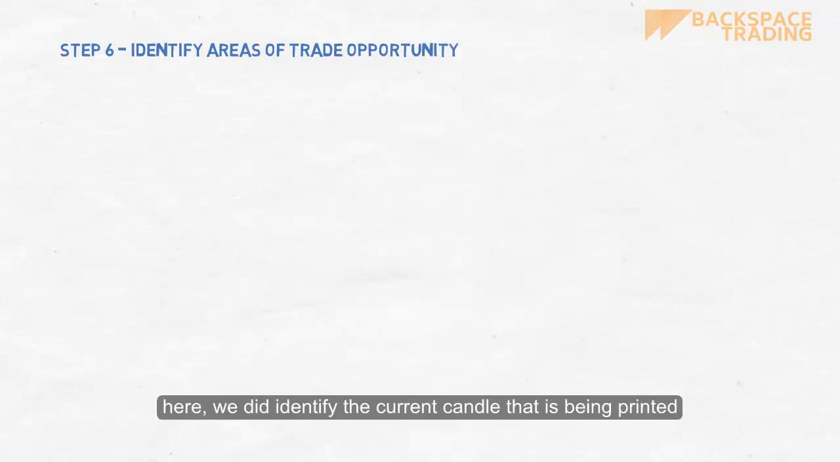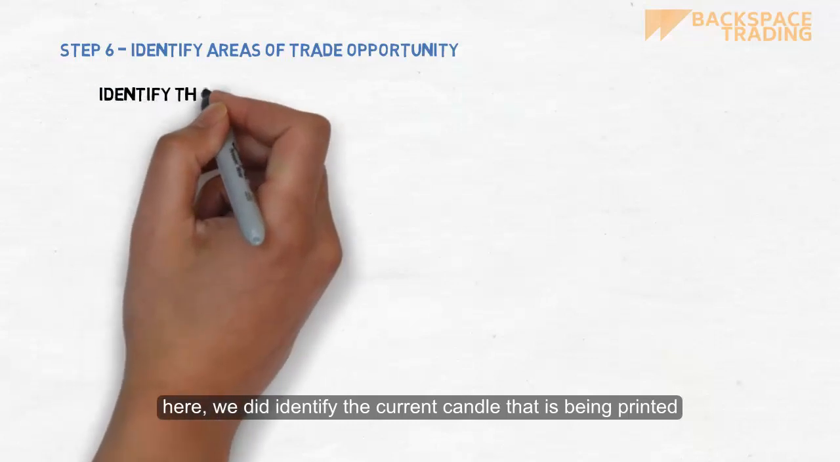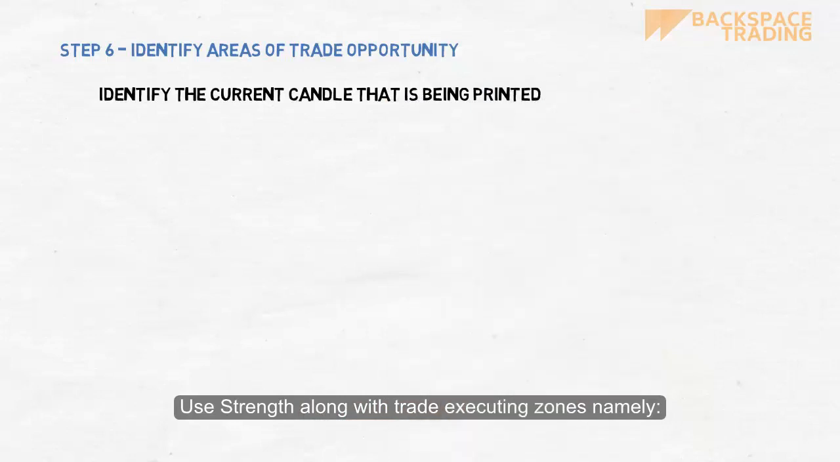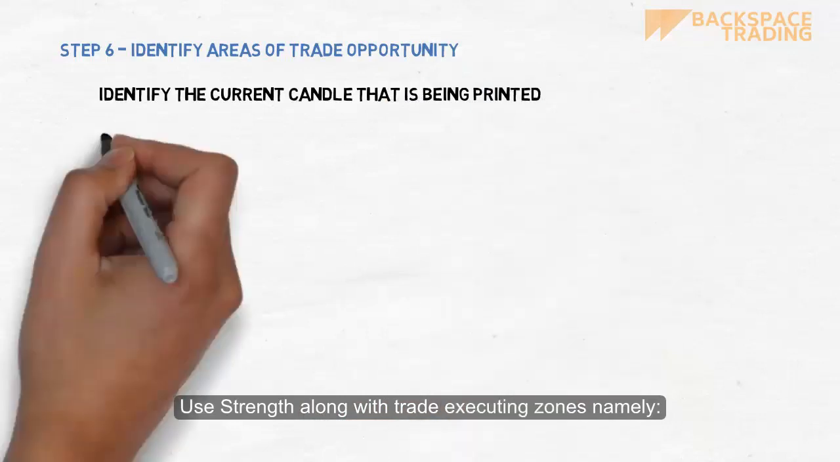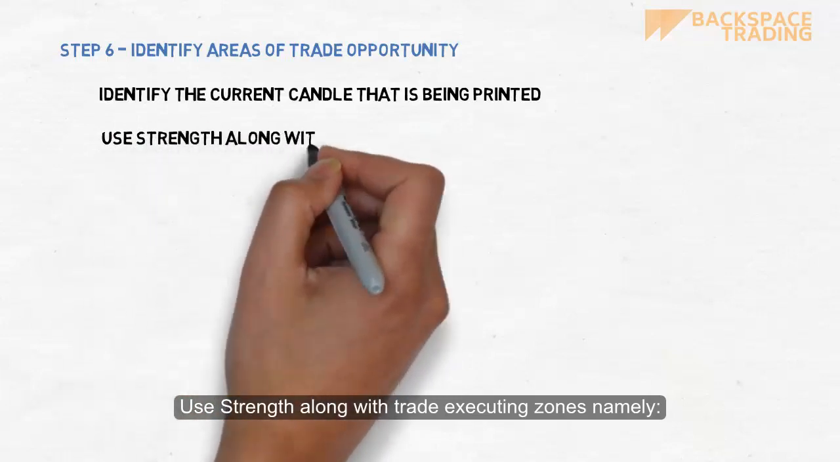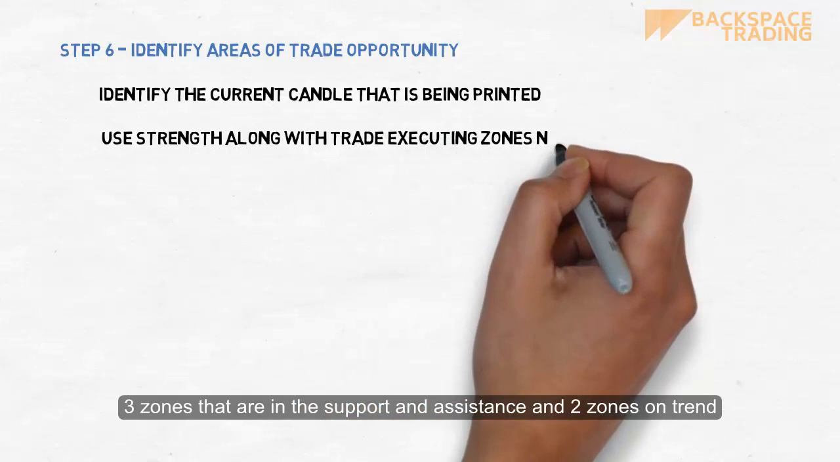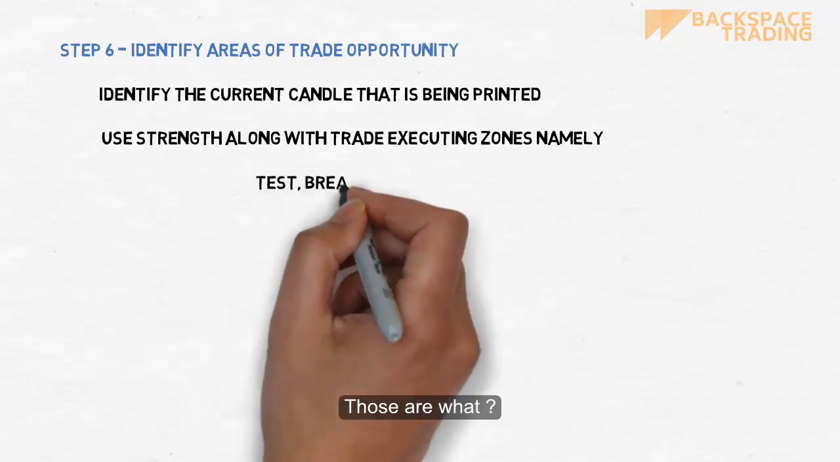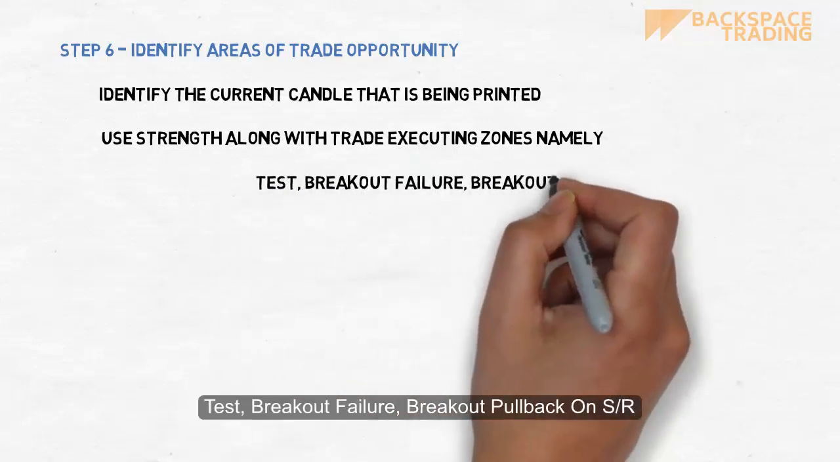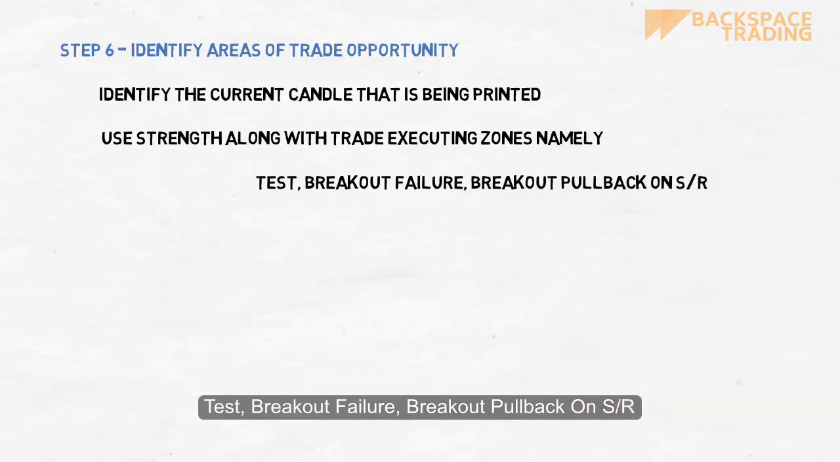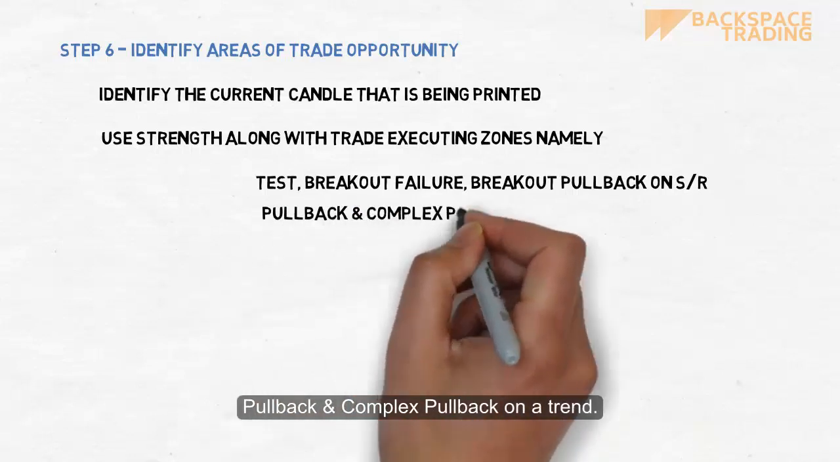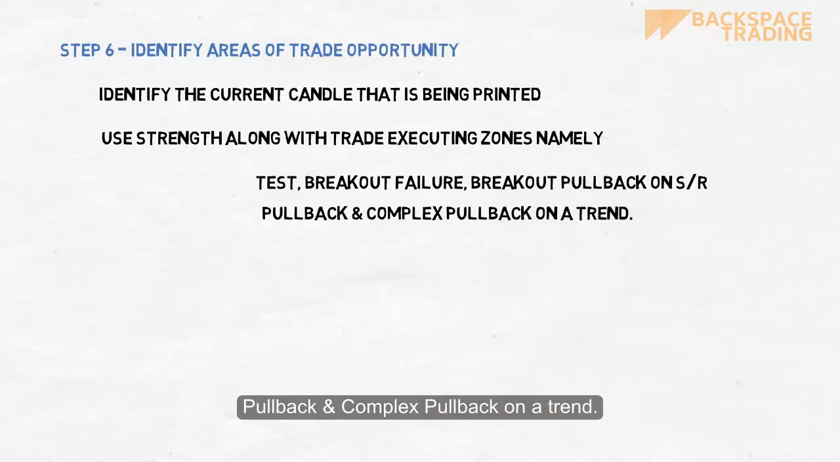Here we identify the current candle that is being printed, and with respect to that and using strength along with the trade executing zones, those are three zones on support and resistance and two zones on a trend. Those are what? Test, a breakout failure and a breakout pullback on support and resistance. We have a pullback and a complex pullback on a trend. Got it? Now let's see some examples of the same.